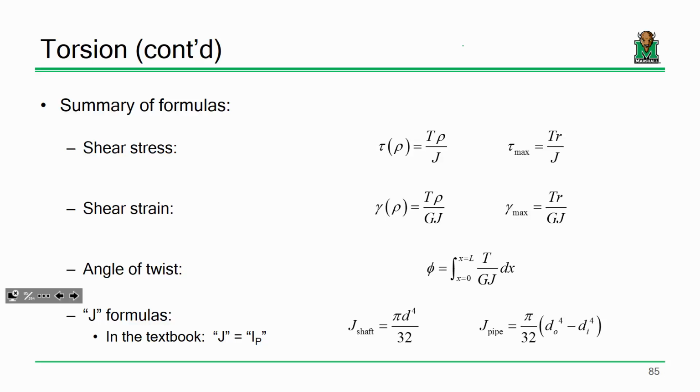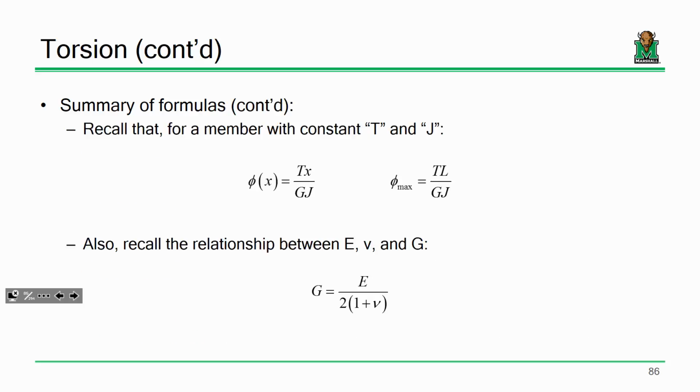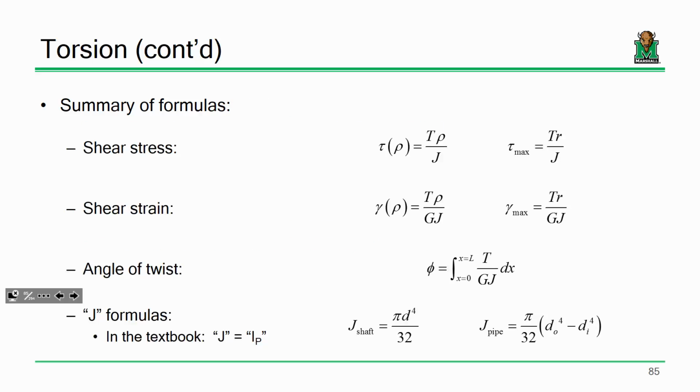The shear strain. What's the difference between the shear stress and the shear strain? Just divide by G, so pretty simple. The angle of twist, technically I need to integrate, but if I've got a constant T and a constant J, it's just TL over GJ. So if you want, you can write that on the side as well, which I actually have over here at the back, but that's okay.